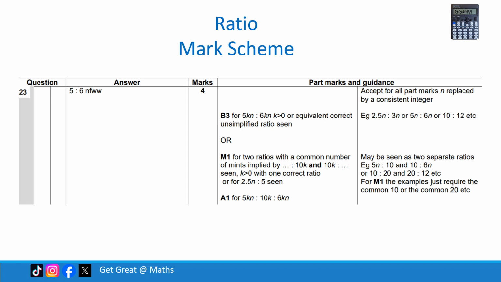Now the mark scheme on this question shows there are 4 marks available for this question, but after the 5 to 6 it says NFWW, which means not for wrong working. So you must have the correct working in order to get the full 4 marks. The B3 means there are 3 method marks. M1 means 1 method mark, and A1 is an answer mark for getting anything of the form 5kn to 6kn or anything like that. So please make sure you show your working out, and it has to be the correct working to get full marks.